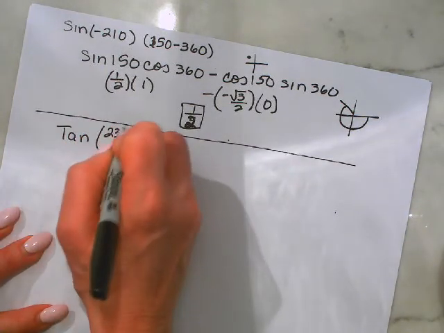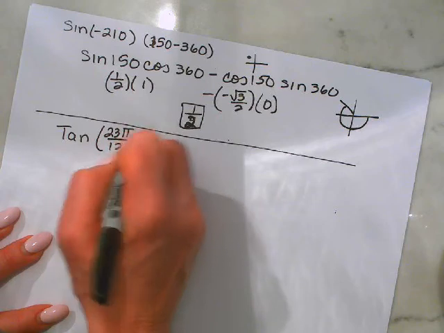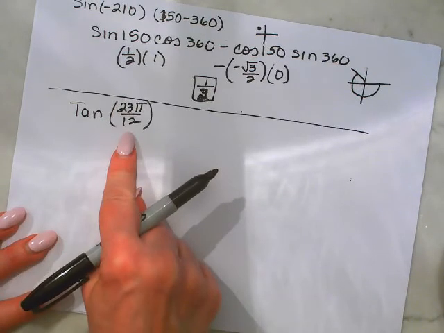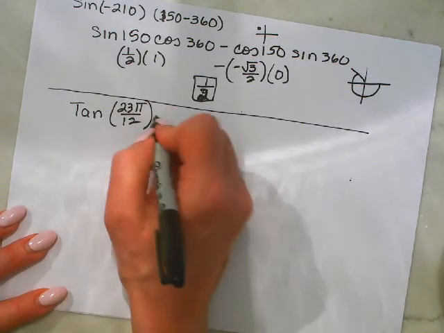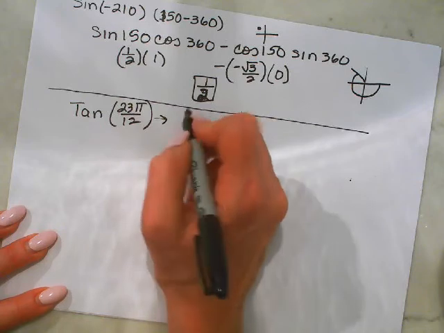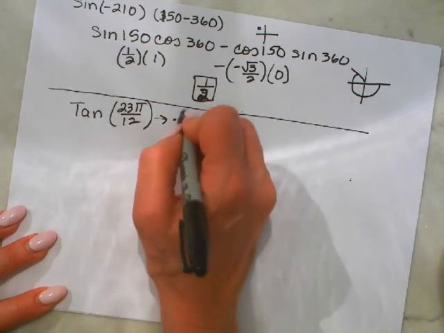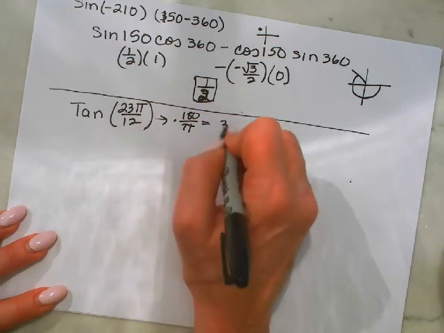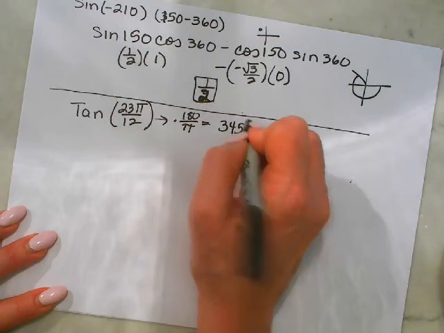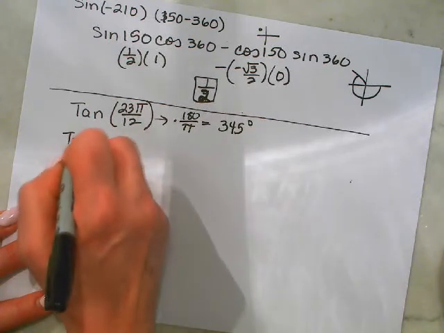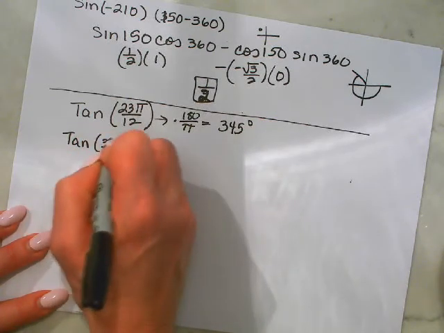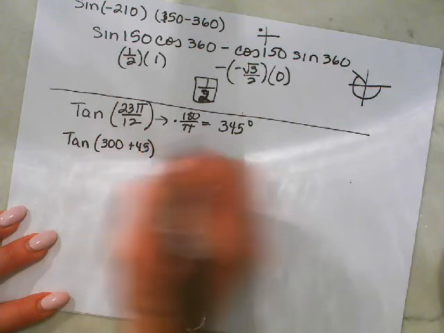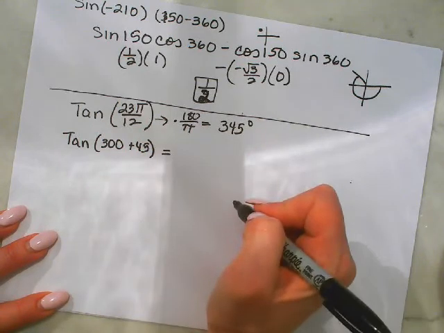Okay, tangent of 23 pi over 12. All right, what I told you to do with this is not to sit there and try and figure this out. Just change this to degrees. When I changed this to degrees by multiplying it by 180 over pi, it worked out to be 345 degrees. So then I just did the tangent of 300 plus 45.